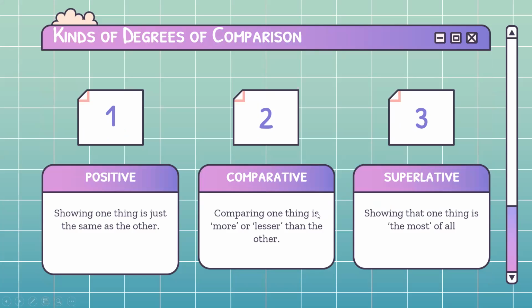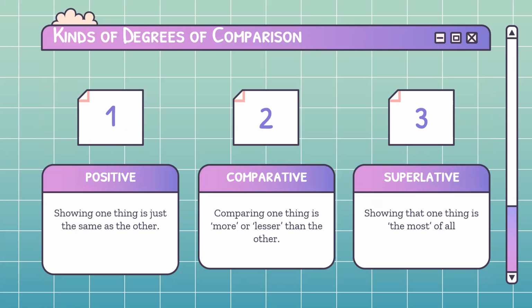So there are three kinds of degrees of comparison. The first one is positive degree. The second one is comparative degree. And the third one is superlative degree. For positive degree, it means showing that one thing is just the same as another.